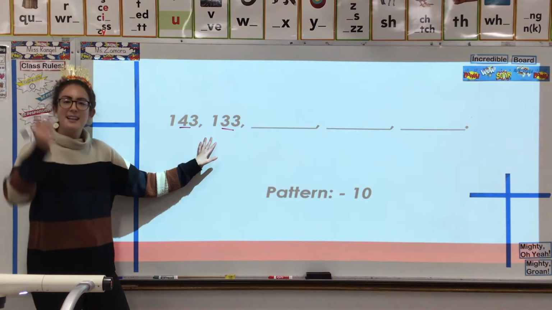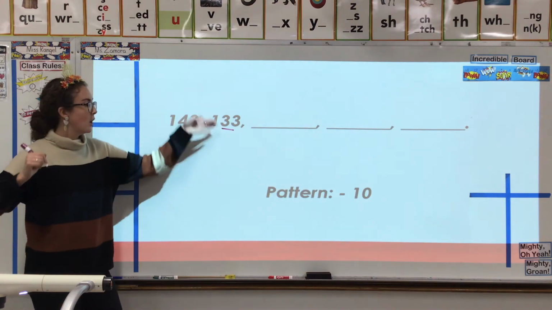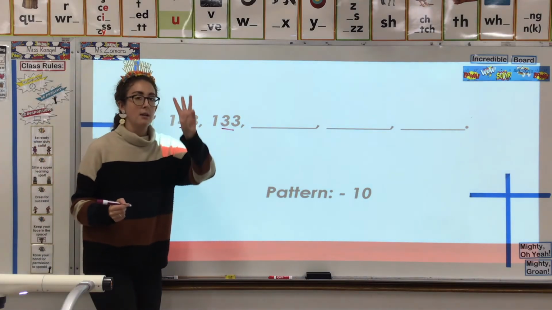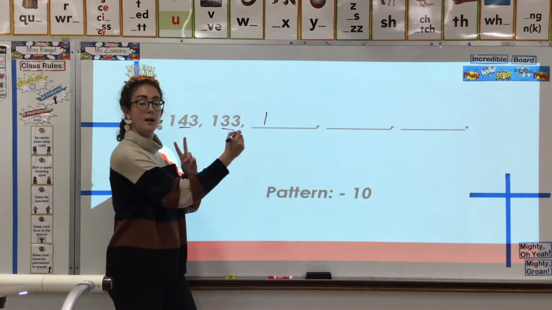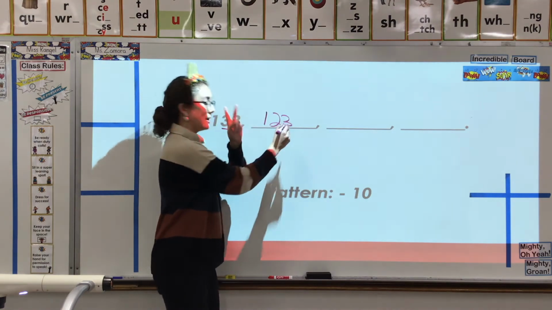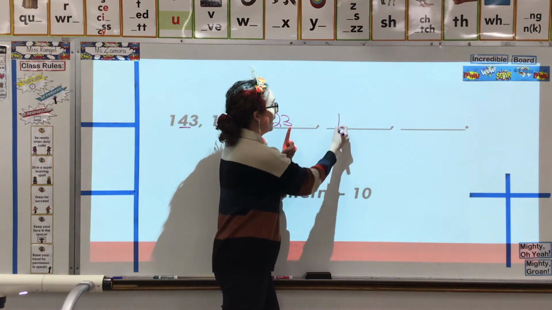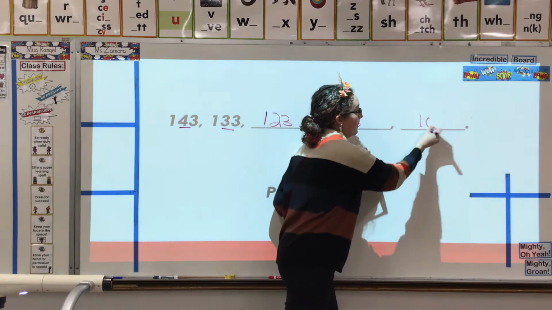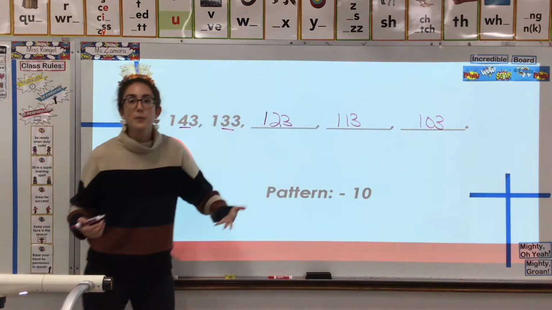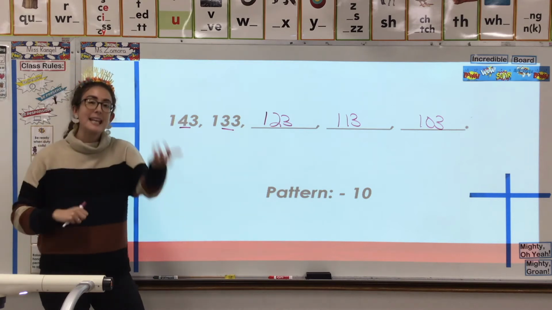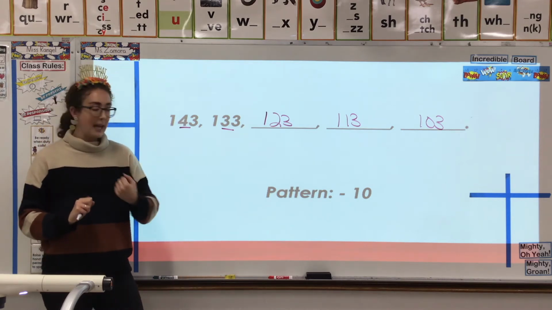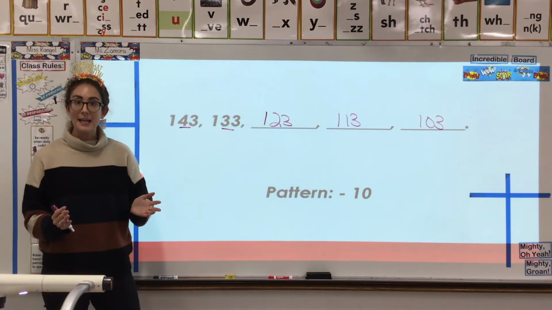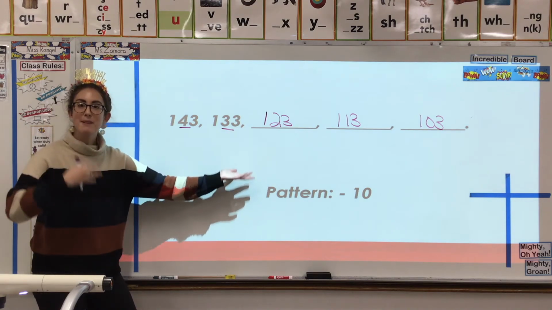So can we do this? Can you write on your board with me? We've got 143, 133, and what would the next one be? 123, and then 113, and then 103. We kept taking away a 10 every time we counted because we found that was the pattern. That's what was repeating. Did you make sure to write with me on your board?